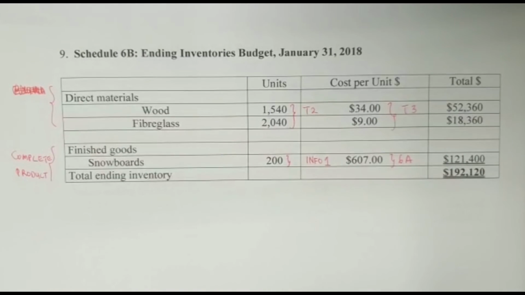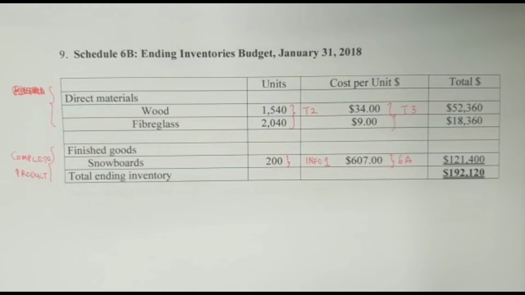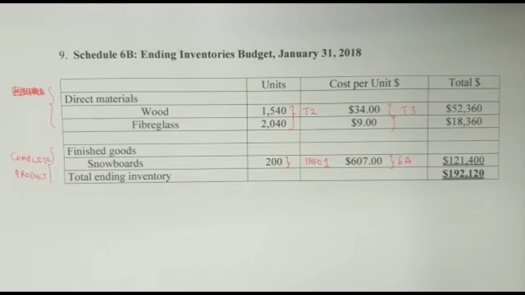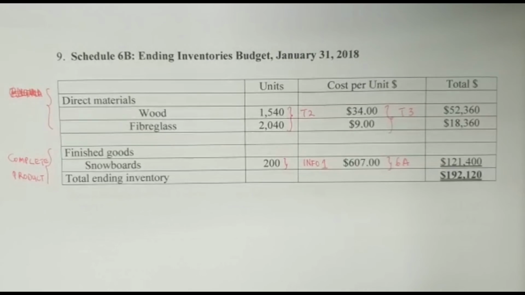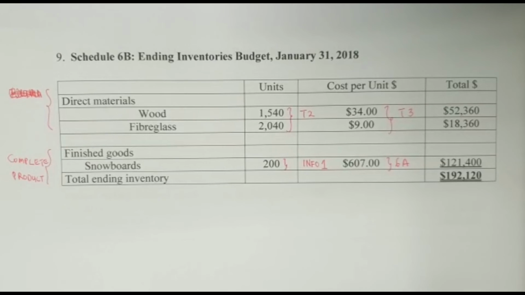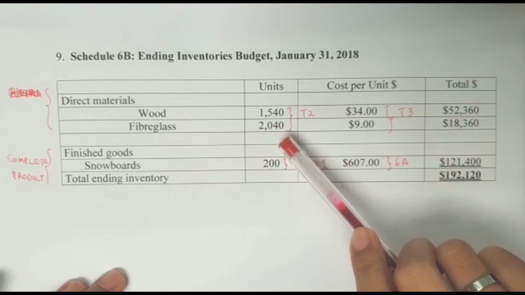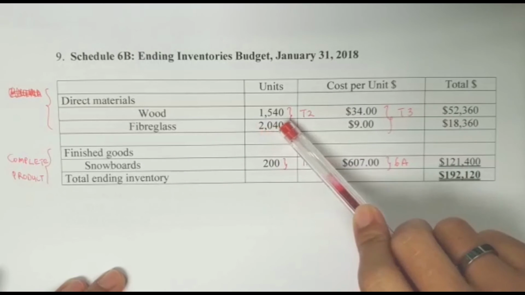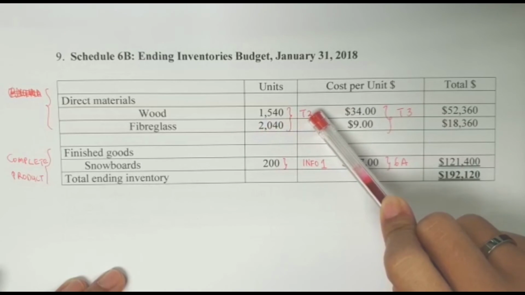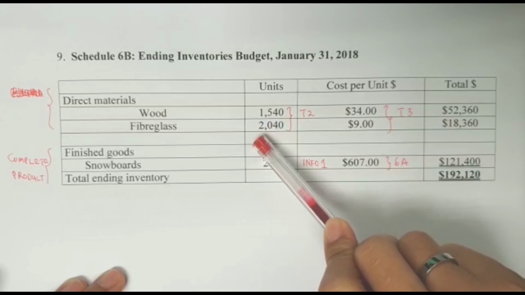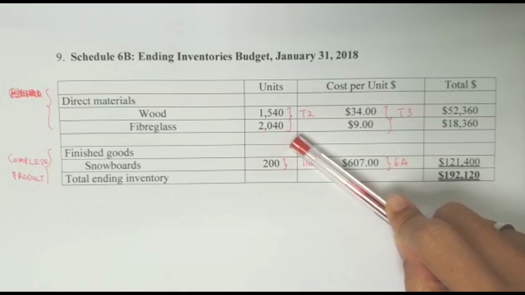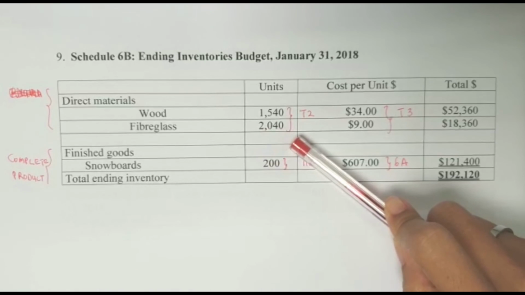Alright, now we look at schedule 6B. This is about the ending inventories budget as per January 31, 2018. As we can see, for direct materials, this information is given to us. The ending inventory is 1540, while the ending inventory for fiberglass is 2040, and I get this information from table 2.